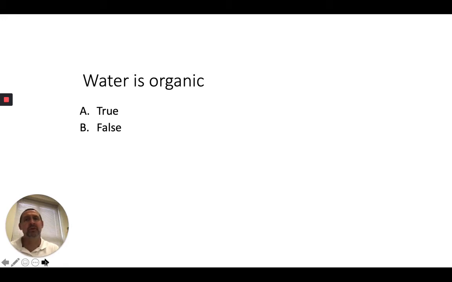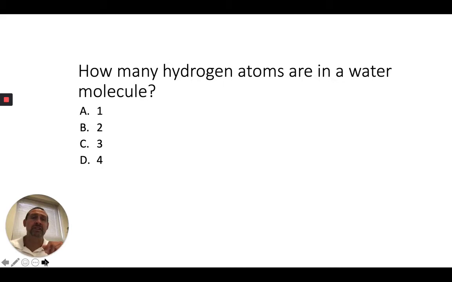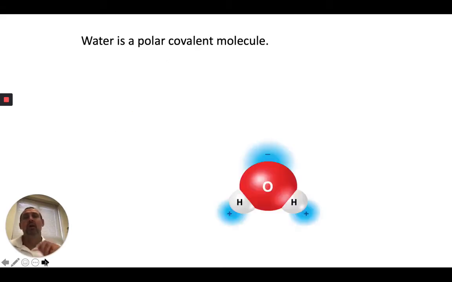So true or false? Water is organic? Hopefully you picked false. How many hydrogen atoms are in water? Hopefully you picked 2. Water is a polar covalent molecule. So it's not just covalent, it's polar. That means it has a positive side. You can see that by the H's, the little plus sign there, and a negative side. You can see that by the O. That's because of the electrons.